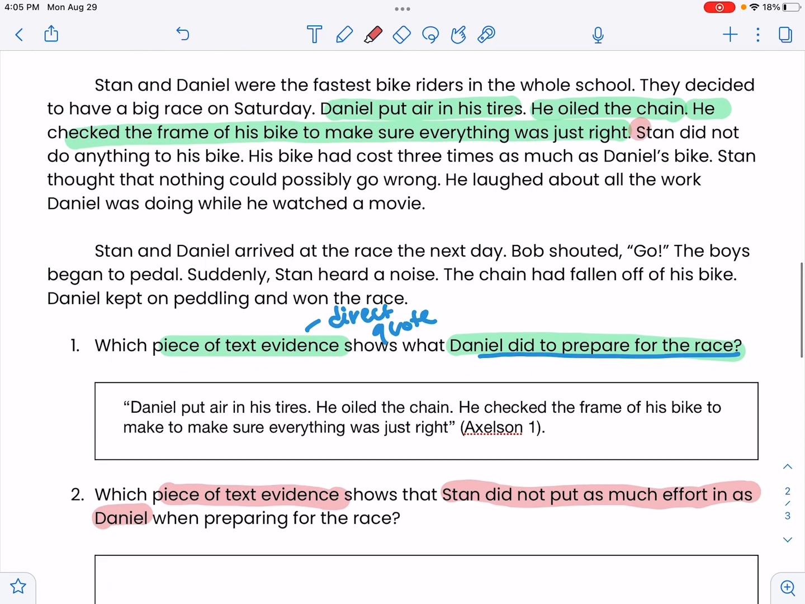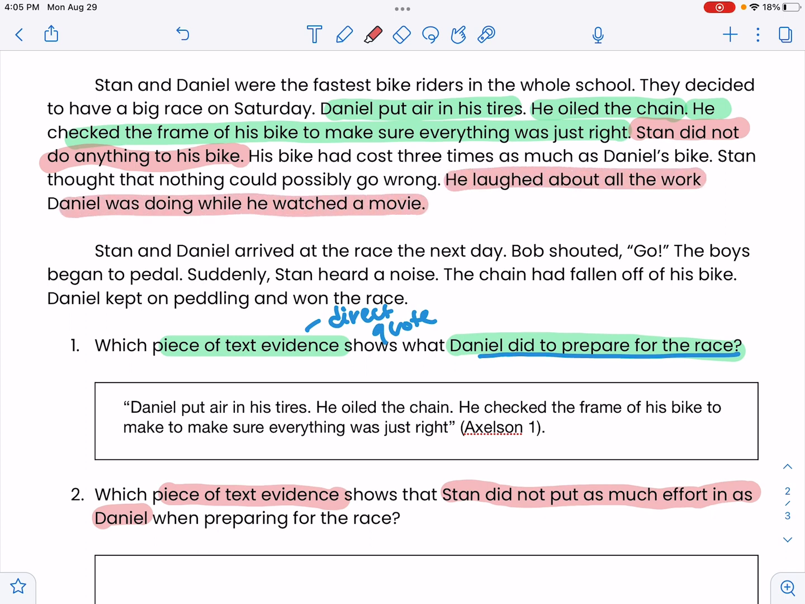Stan did not do anything to his bike. His bike had cost 3 times as much as Daniel's bike. Stan thought that nothing could possibly go wrong. He laughed about all the work Daniel was doing while he watched a movie.